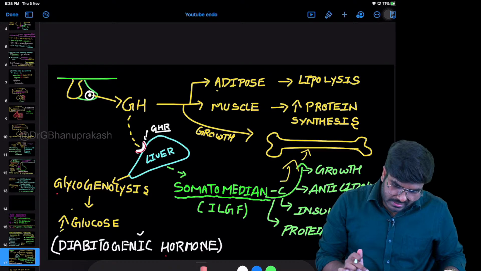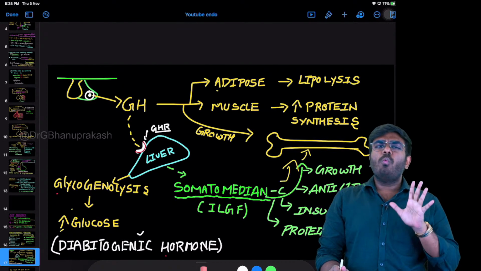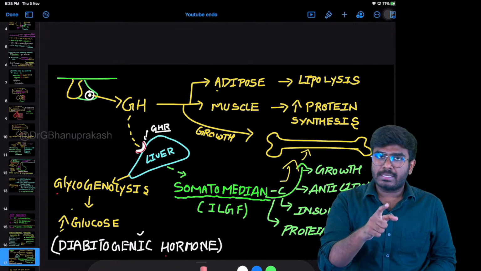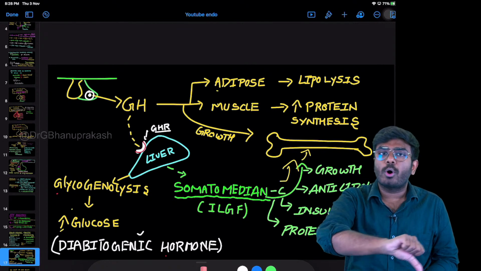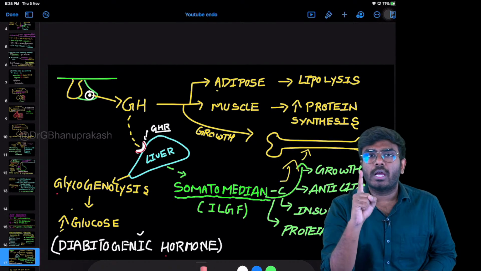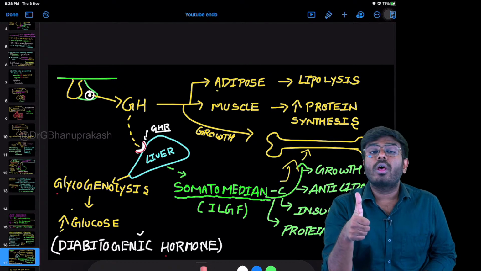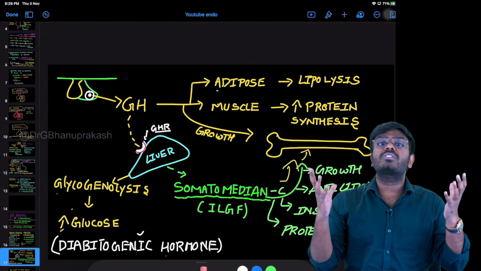Now, let me discuss the actions of growth hormone. What is this growth hormone doing in our body? The first important point I want you to know is, is growth hormone an anabolic hormone, or a catabolic hormone? Growth hormone is an anabolic hormone, sir. It's not a catabolic hormone. It doesn't destroy anything. It helps in growth of the body; it promotes growth.